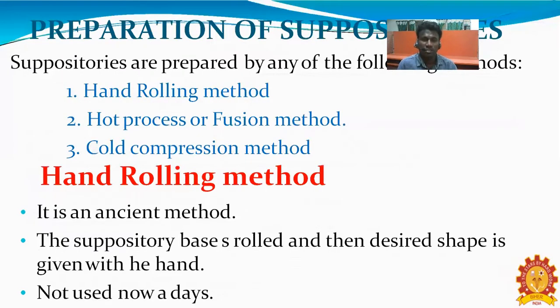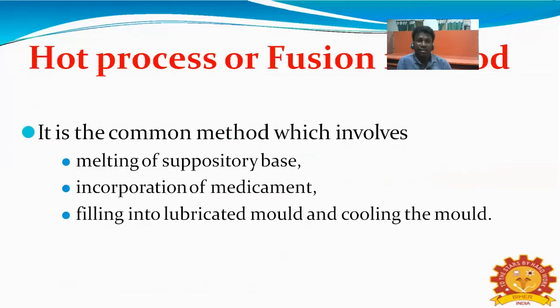Preparation of suppositories. The suppositories are prepared by any of the following methods: hand rolling method, hot processing or fusion method, and cold compression method. Hand rolling method: it is an ancient method. The suppository base is rolled and then the desired shape is given by hand. Not used nowadays. Hot processing fusion method: it is the common method, which involves melting the suppository base, incorporation of the medicaments, filling into the lubricated mold, and cooling the mold.